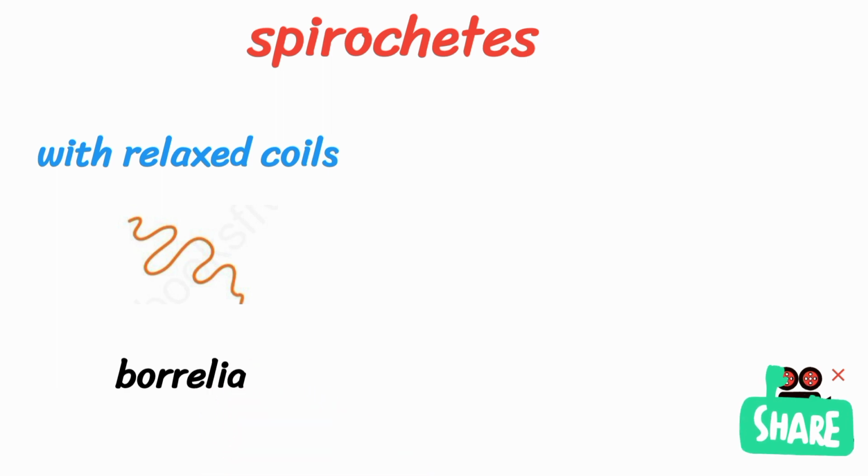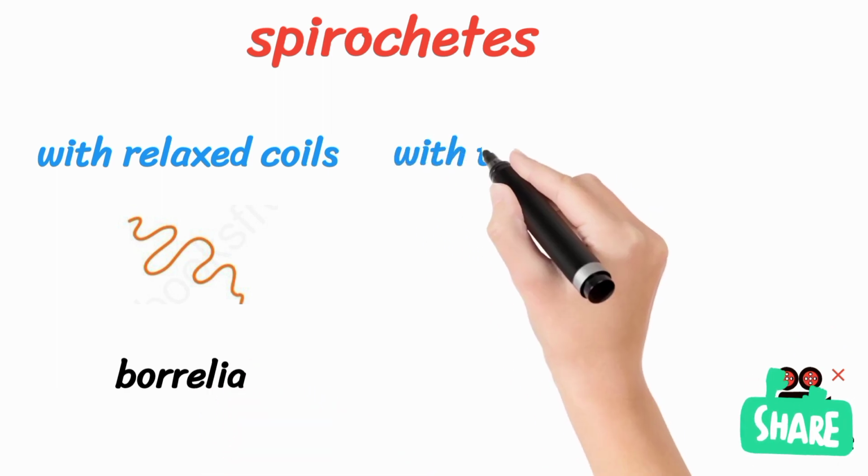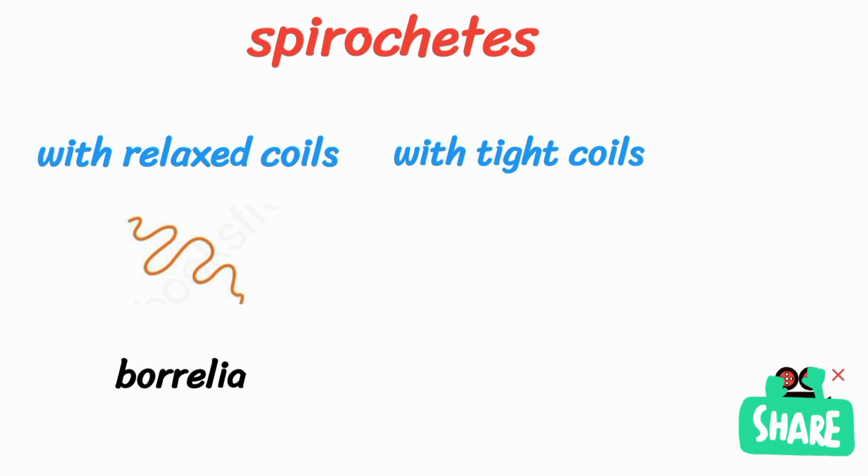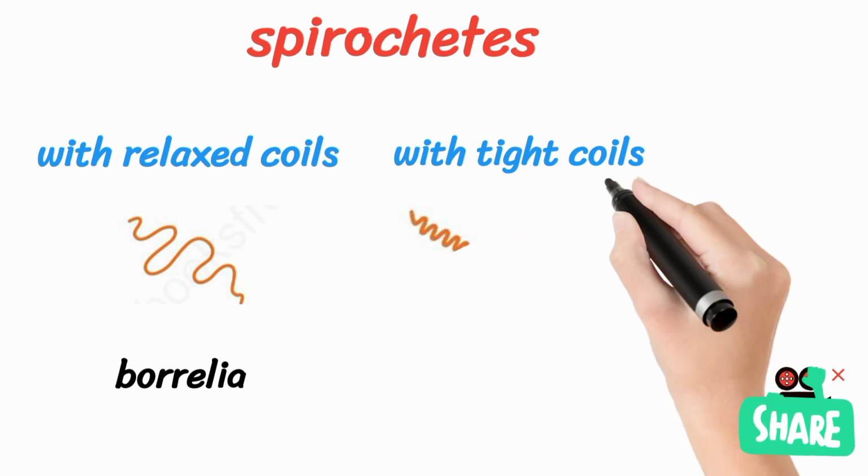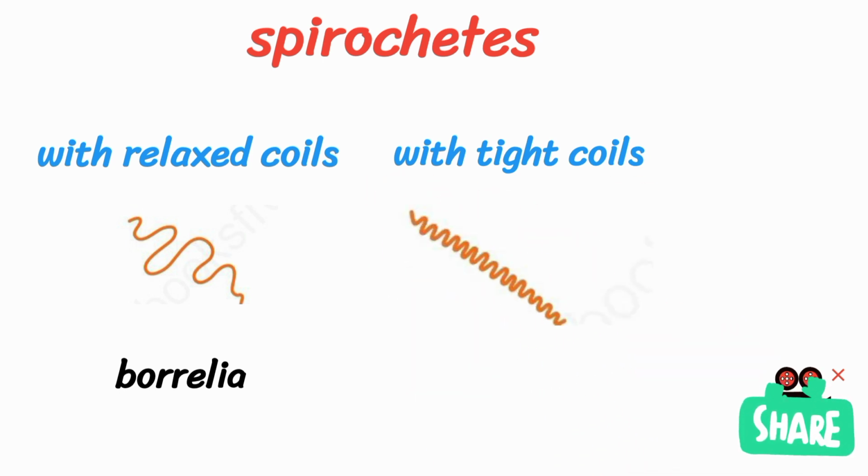And these spirochete bacteria can also have tight coils. You can see the tightly coiled arrangement of such bacteria. An example of such a bacteria which forms a tight coil is Treponema. So spiral-shaped bacteria can have either a relaxed coil arrangement or a tight coil arrangement.